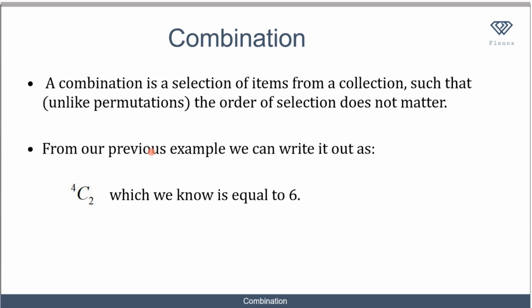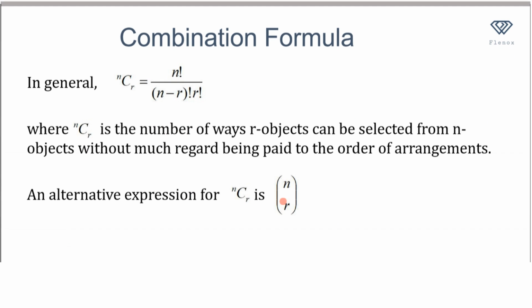So a combination is a selection of items from a collection such that, unlike permutation, the order does not matter, as I've explained. From our previous example, we can write it as 4 combination 2. As we've done by listing out the possibilities, we know that it equals 6. So this can allow us to define a general formula.